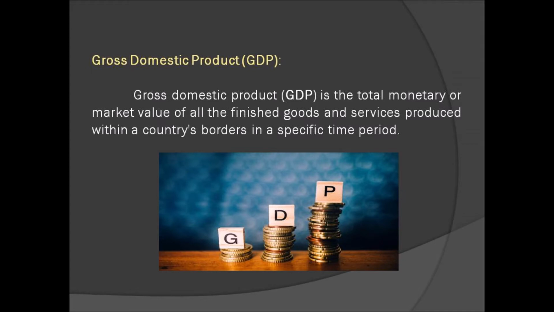But the market value of apples produced in California are not included in our GDP because California is in the US. Even though those apples are sold in India, they are not included to calculate India's GDP. So therefore, the first factor we have to consider is whether the goods or services are produced in our country.